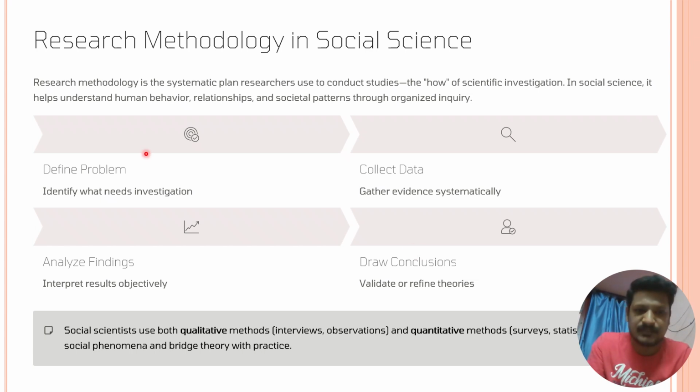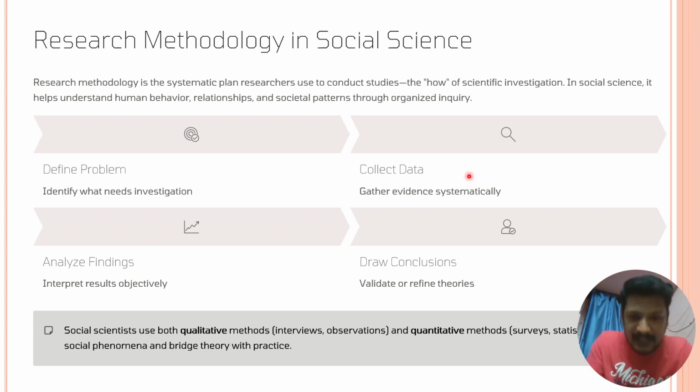So these are the major four steps of social science research. Okay, so the first thing is defining the problem. What is defining the problem? You have to identify the problem, and then only can you proceed to the research. So identify or investigate the needs of the problem. Then the second thing is collection of data. You have to collect the data relevant to your problem.